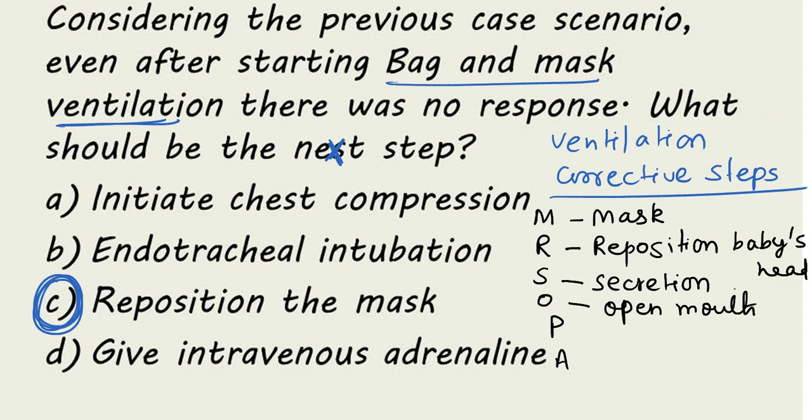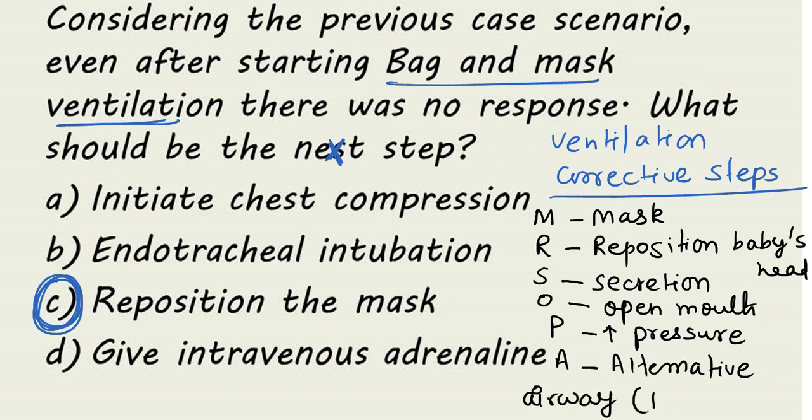And P for increasing the pressure in the airway. P for increasing the pressure in the airway. Are you able to follow? Now A stands for alternative airway. So what would be the alternative airway which you are going to secure in case of bag and mask ventilation? That would be putting an endotracheal tube. That's all. So this is what we remember as MR SOPA.